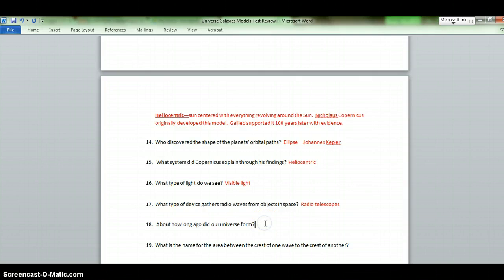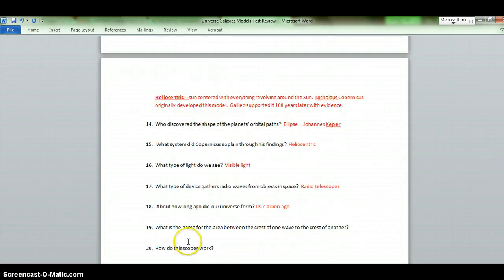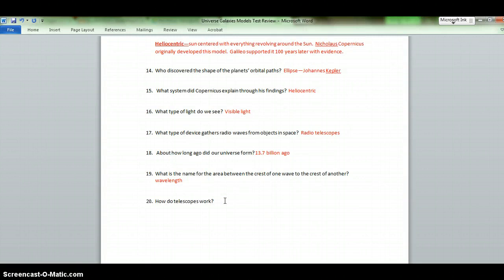And then about how long ago did our universe form? We said that when we were talking about the Big Bang, it was 13.7 billion years ago. What is the name of the area between the crest of one wave to the top of another? And that is called the wavelength. And last but not least, how do telescopes work? It collects and focuses different forms of electromagnetic radiation.